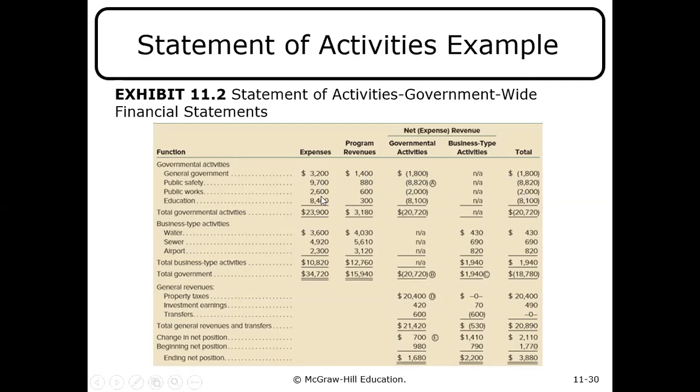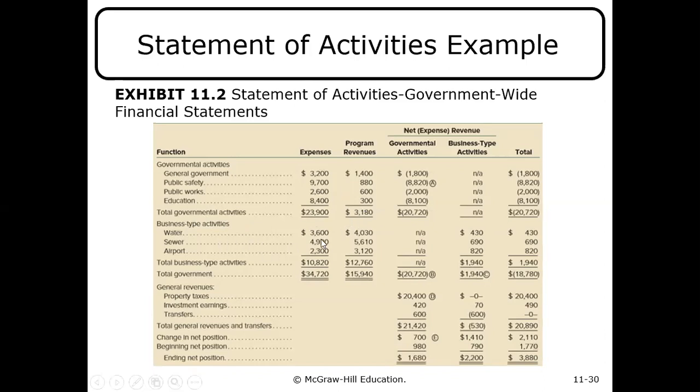Public works, $2,600. Maybe, I don't know, it might be money coming in for some kind of a special assessment. $2,000 was the difference. You can see all of our expenses have been greater than the revenues coming in. Education, same thing there. So total governmental units, 23,900 in expenses. Revenues received, such as fines, fees, grants for this special activity, 3,180 in total.